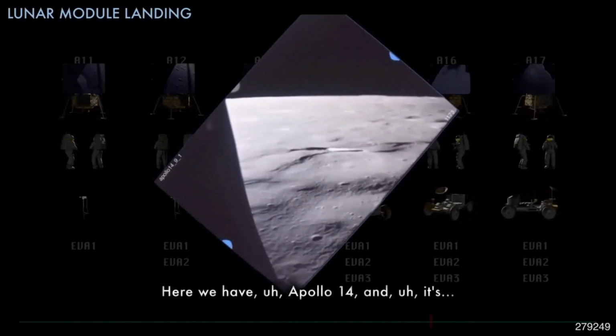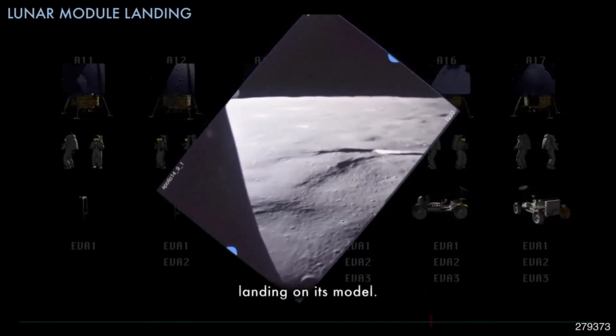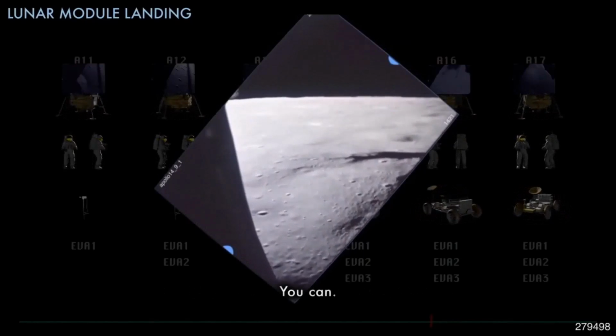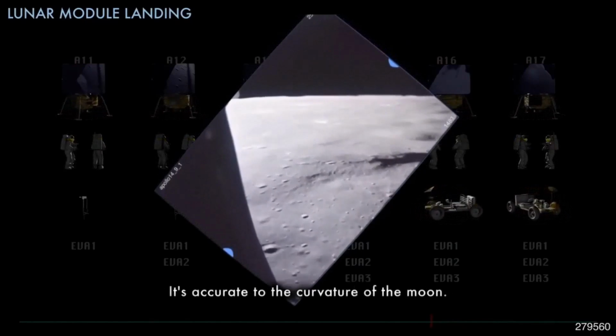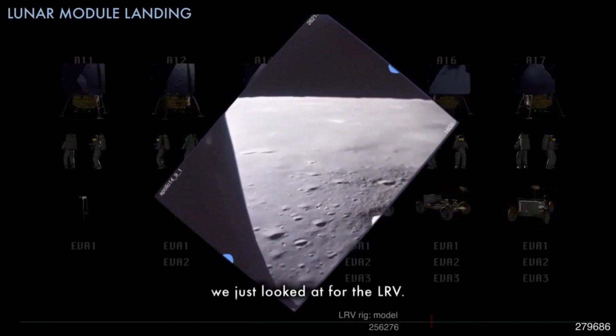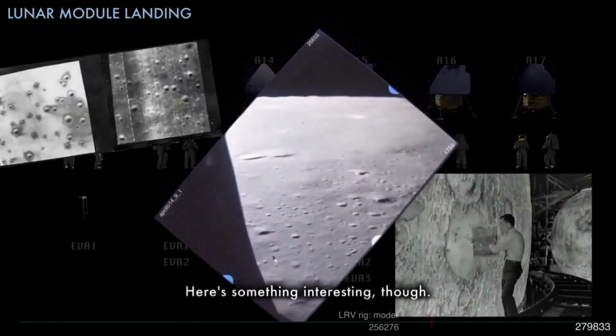Here we have Apollo 14 and landing on its model. And it's not going very far. You can see that it's a curved model. It is accurate to the curvature of the moon, so it's very accurate. It's very similar to the model we just looked at for the LRV. All the craters, same thing, highly accurate.